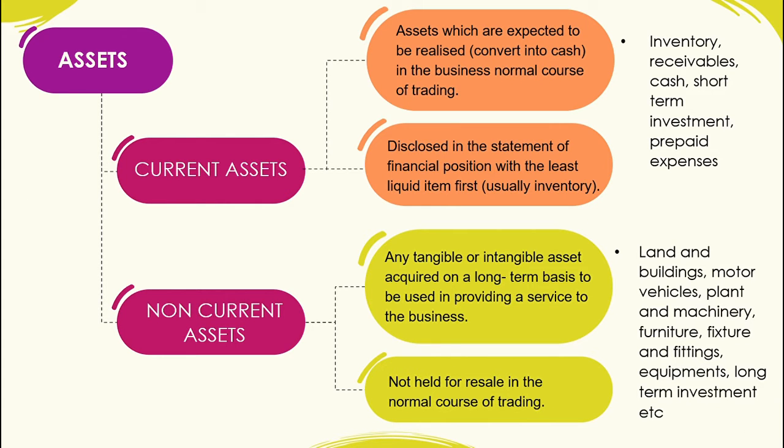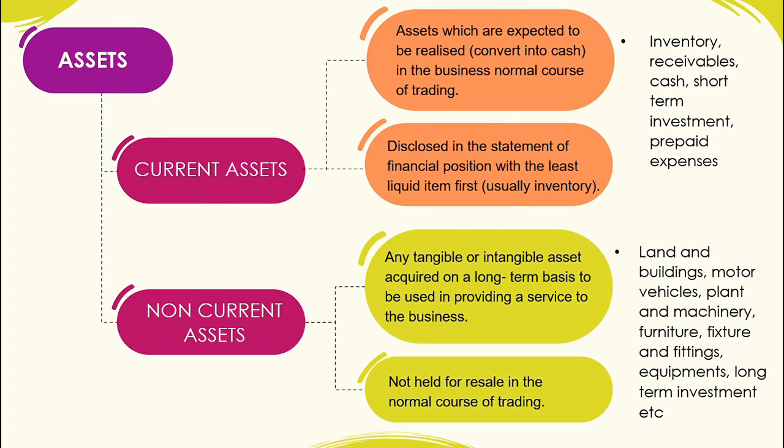Assets. Current assets are assets which are expected to be realized, converted into cash, in the business's normal course of trading. They are disclosed in the statement of financial position with the least liquid item first, usually inventory. Examples of current assets are inventory, receivables, cash, short-term investments, and prepaid expenses.